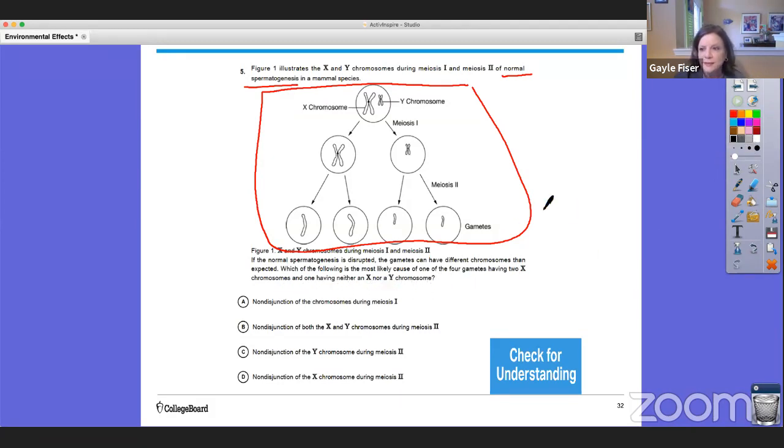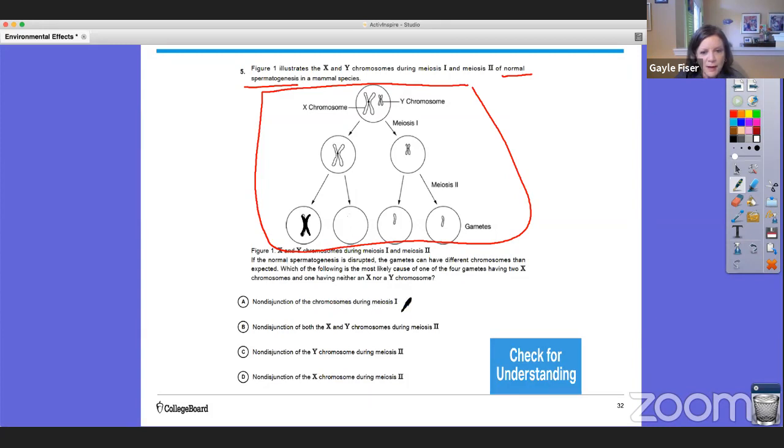So let's do this. Okay, so there's our 1 X. Let's add this 1 X to it, and then let's take out this Y. I mean, this other X. I think that's what it asks us to do, and then answer the question. So which of the following is the most likely cause of one of the 4 gametes having 2 X's? There's 2. Okay, so they've just been through meiosis 2, shouldn't have that. And one having neither an X nor a Y. Okay, so we have empty.